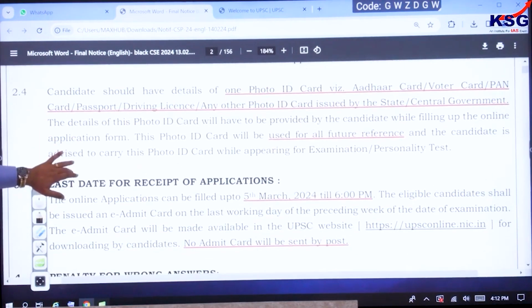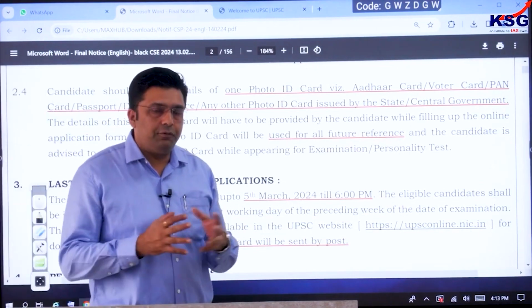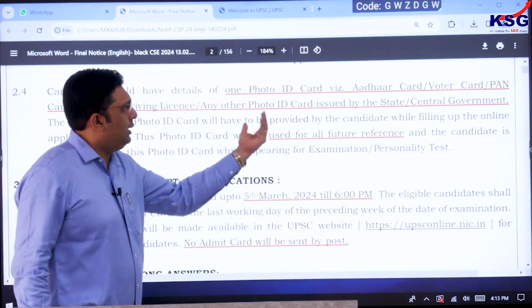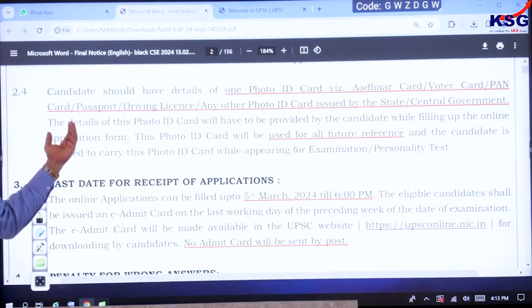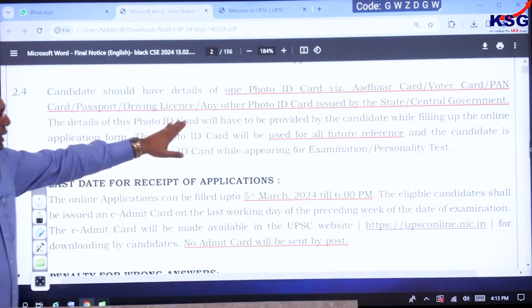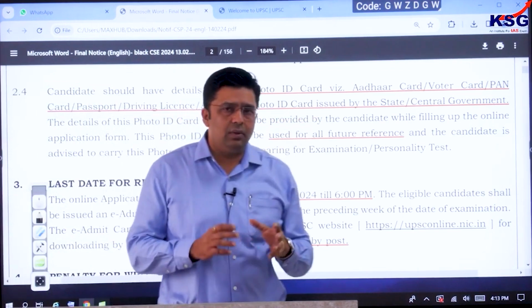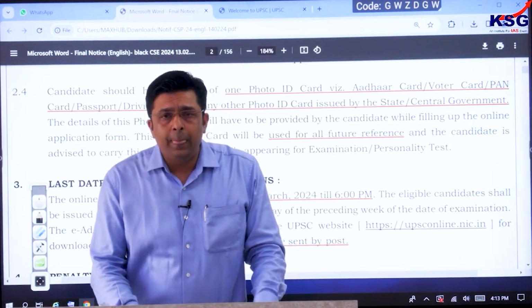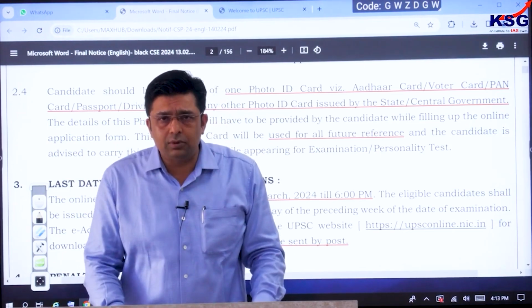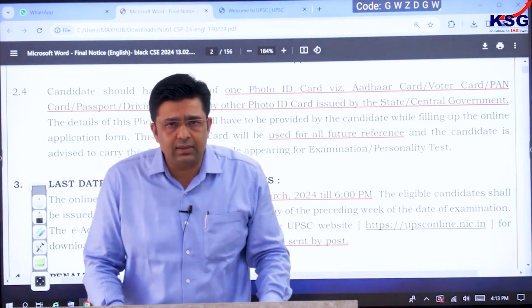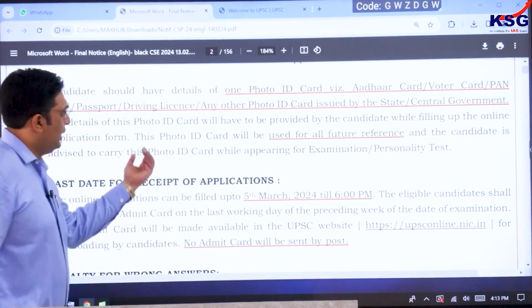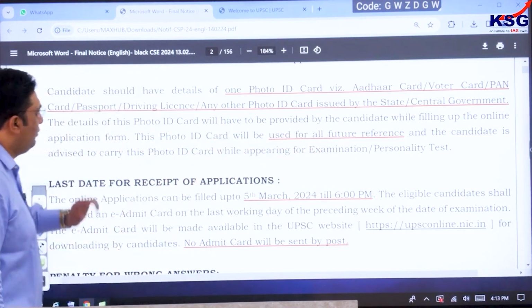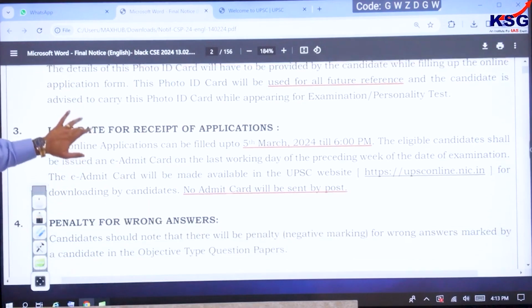Okay. Now, the photograph or the photo ID which you need to keep with you is already mentioned. You can pick up anyone, that is Aadhaar, voter ID card, PAN card, passport, driving license, any other photo ID card issued by central or the state government. Make sure ये जो photo ID card है, this has to be with you in terms of when you are appearing for the exam also, चाहे PT हो, mains हो और personality test के context में भी. Okay. So it is clearly written, used for all future references. So be careful regarding this photo ID जो भी आप use कर रहे हैं.